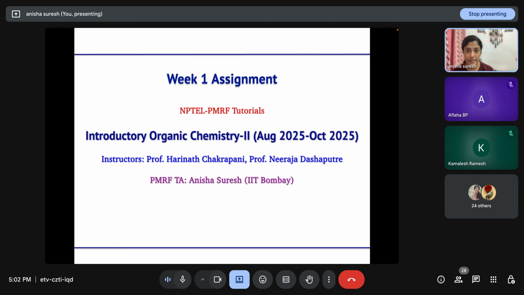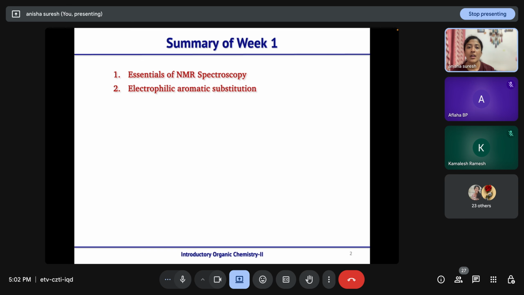So, in this session, we will be discussing two parts. First, we will have a brief summary of whatever was discussed in the week 1 modules. Later, we will be solving a few questions from the previous assignment sets. Solving these previous assignment sets will be useful for you to solve the assignment 1 that is provided. So, coming to the summary of week 1.